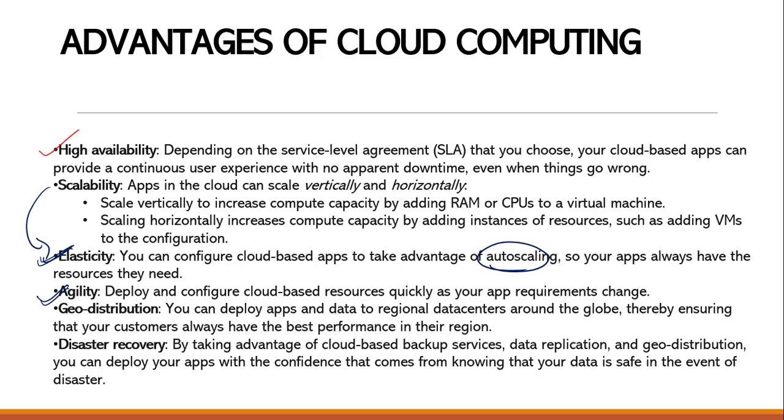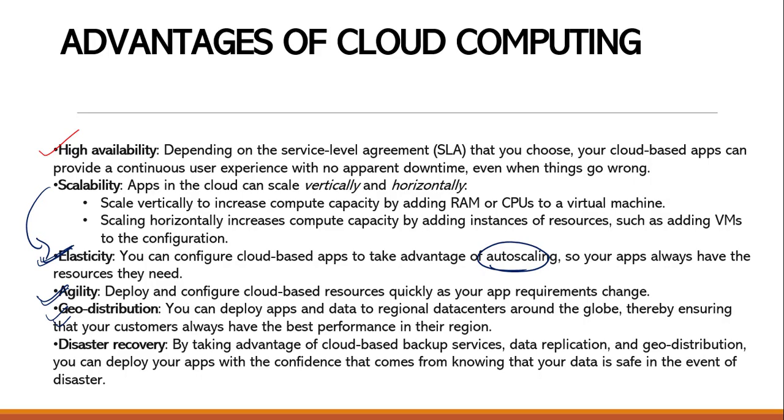Agility is the quickness with which you can change whatever direction you are going. It's kind of similar to dodging, right? You are running in a direction and you want to change the direction, you want to do something else. So you can deploy and configure cloud-based resources quickly as per the requirement. Within a few minutes you can spin up a virtual machine. But can you do the same on premises? The answer is no.